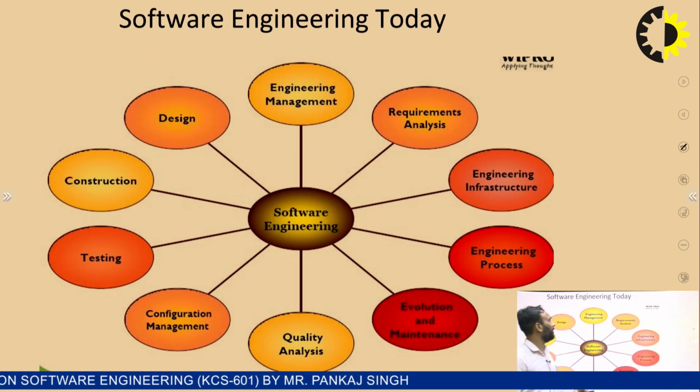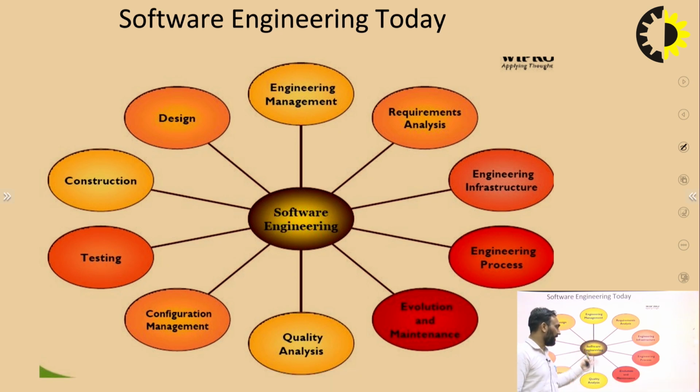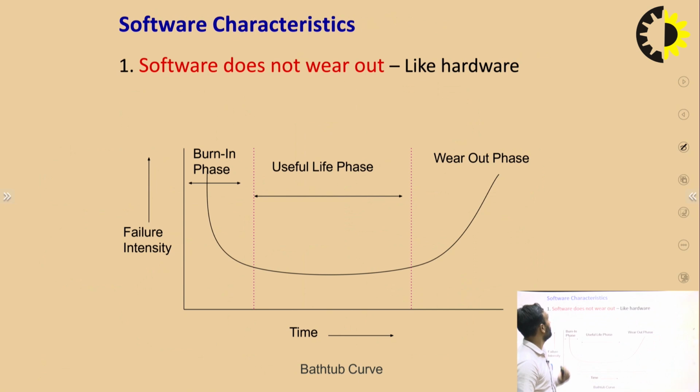Now, if we talk about the use of software engineering and how software is developed and their different phases, in brief, I am taking here a few names, but these phases are discussed in detail when we discuss the software development life cycle. So, requirement analysis, engineering infrastructure, engineering process, and so on. We will discuss this slide in detail when we go for the software development models.